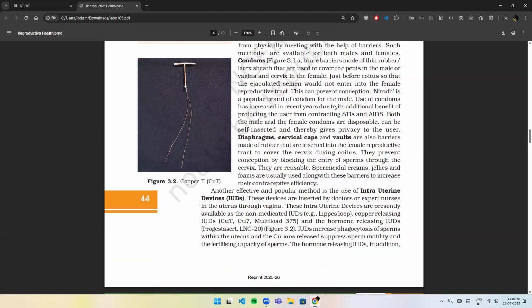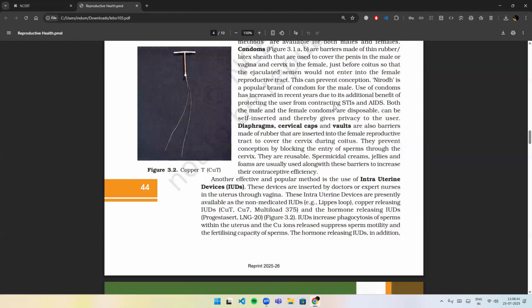Another effective and popular method is the use of intrauterine devices, IUDs. These devices are inserted by doctors or expert nurses in the uterus through the vagina. These intrauterine devices are presently available as the non-medicated IUDs, copper-releasing IUDs, and the hormone-releasing IUDs.